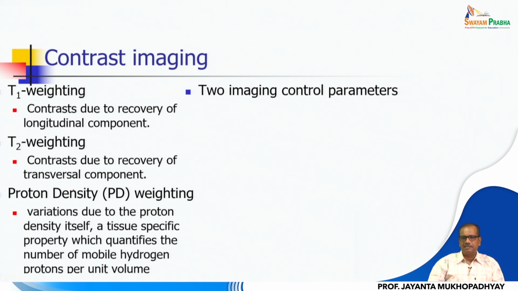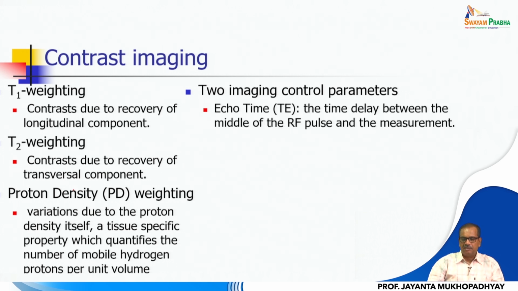So, there are three such modes of imaging, and there are two imaging control parameters by which T1 weighting, T2 weighting, or proton density weighting could be selected. Let us understand those two parameters. One parameter is called the echo time. It is the time delay between excitation and measurement.